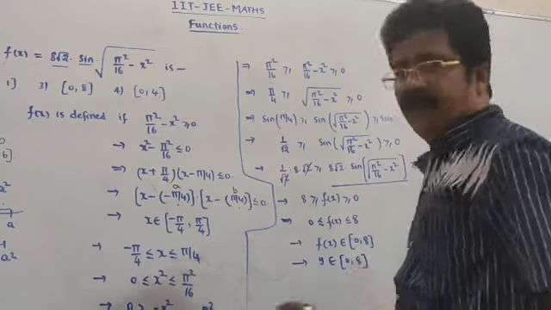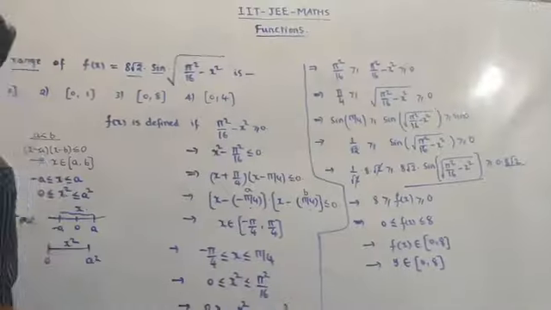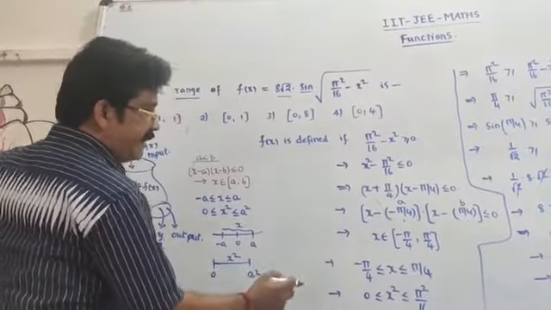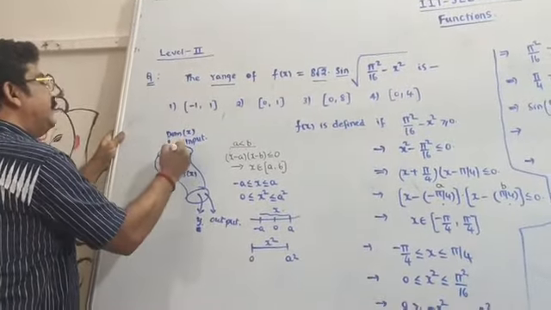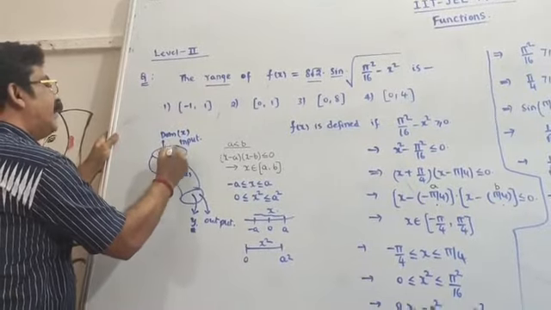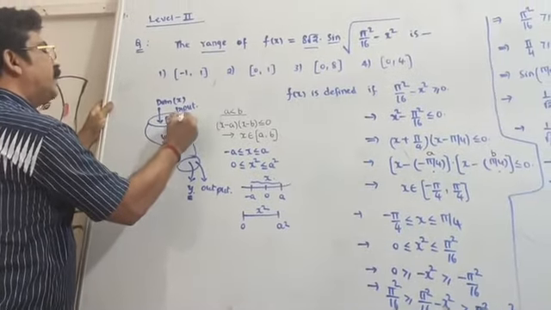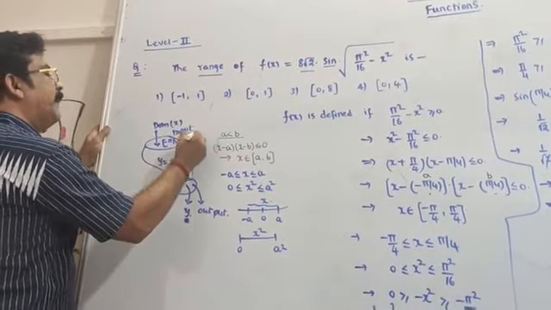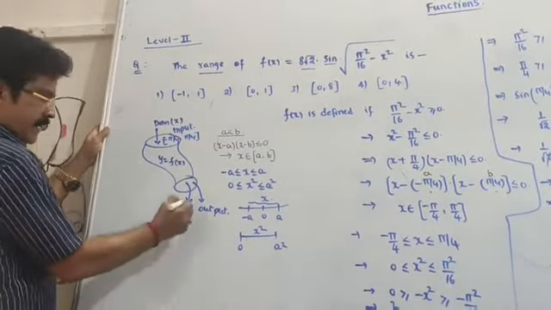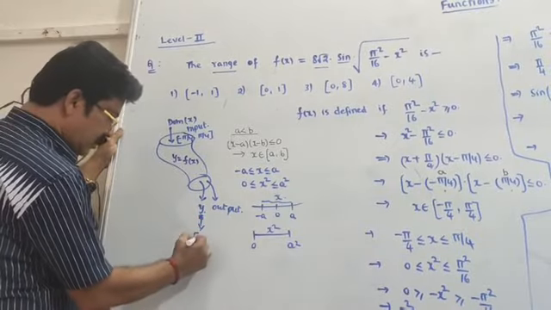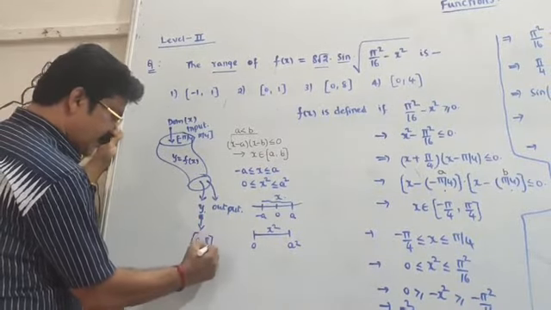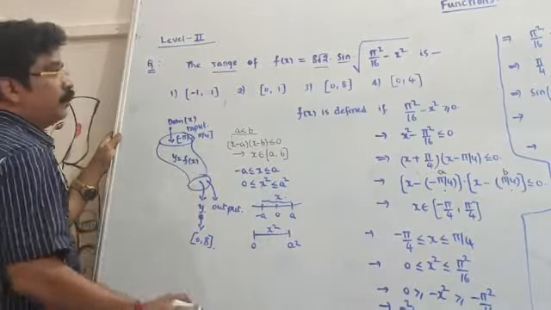Domain means x values. So the domain is the closed interval of minus pi by 4 comma plus pi by 4. This is the domain. Here the y value range is equal to the closed interval 0 comma 8. So 0 comma 8, the third option is right.